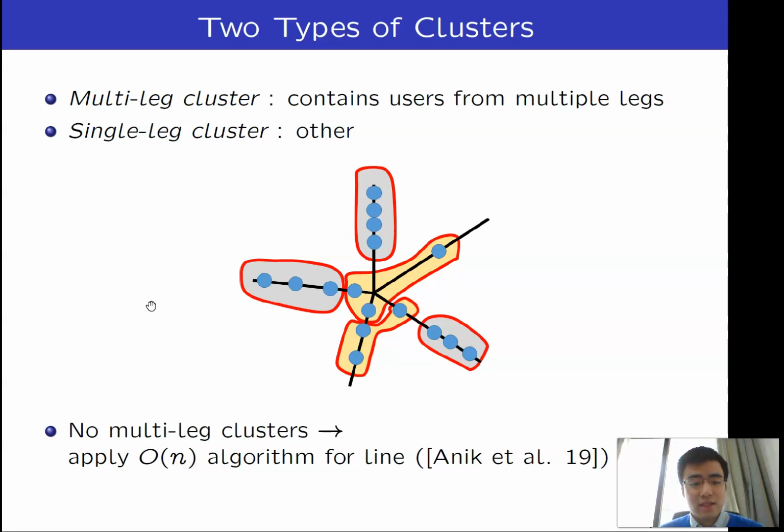If there are no multi-leg clusters, we can treat the legs independently. And since each leg is independently a line, we can apply the linear time algorithm for a line. So the combination of multi-leg clusters is essential in this problem.